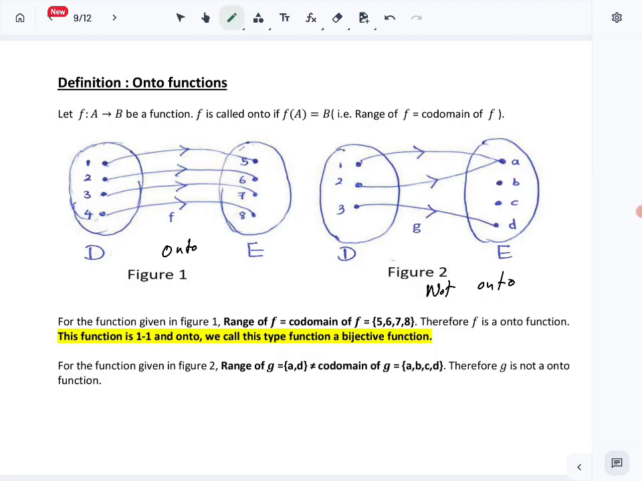Okay. The reason we are discussing onto and one-to-one functions is that we are going to next introduce something called an inverse function. Inverse functions depend on the onto and one-to-one conditions, right?